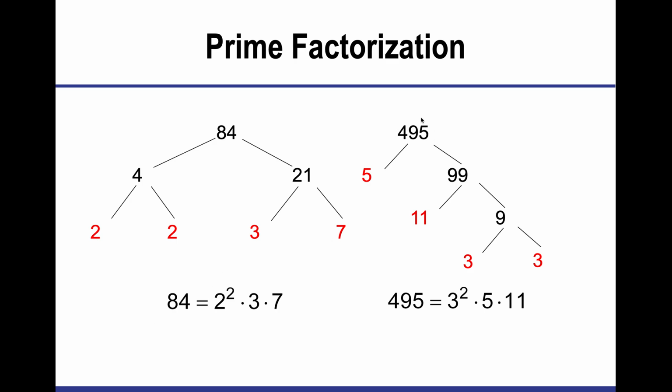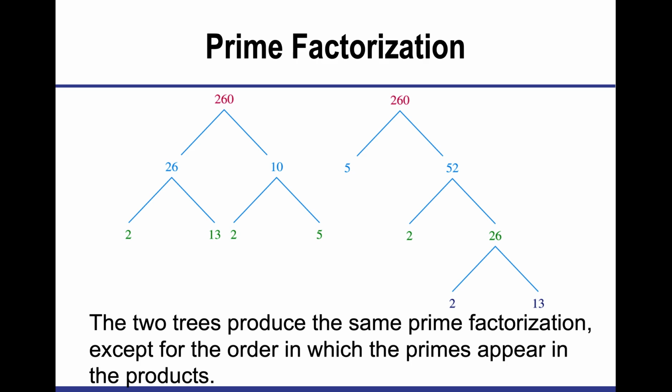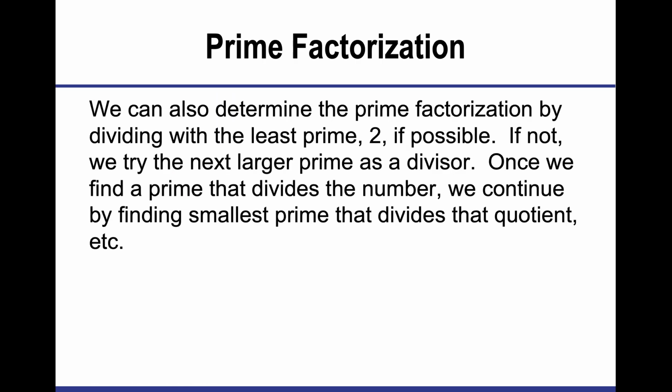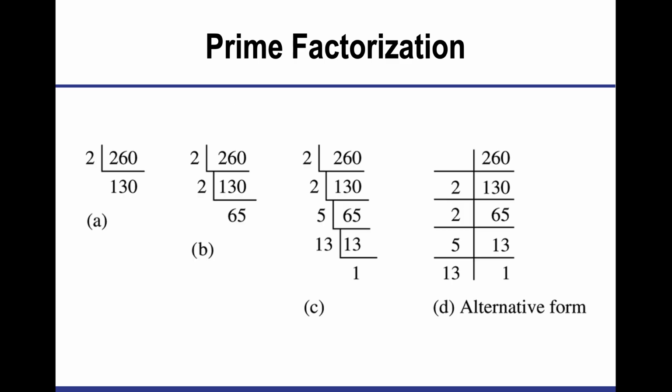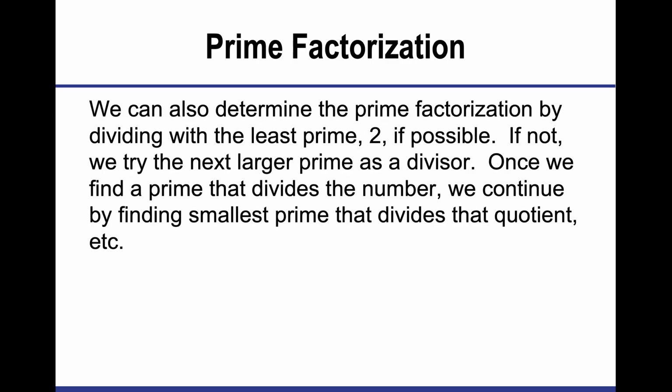The same thing happens with 495. It's divisible by 5 and 99. I can then break 99 into 11 and 9, and 9 into 3 and 3. So the values in red are going to be the values that are part of the prime factorization. And these two trees produce a similar prime factorization, except for the order in which the primes appear and the product is going to be different. That's okay because multiplication is commutative. So the order that we write them in does not matter.